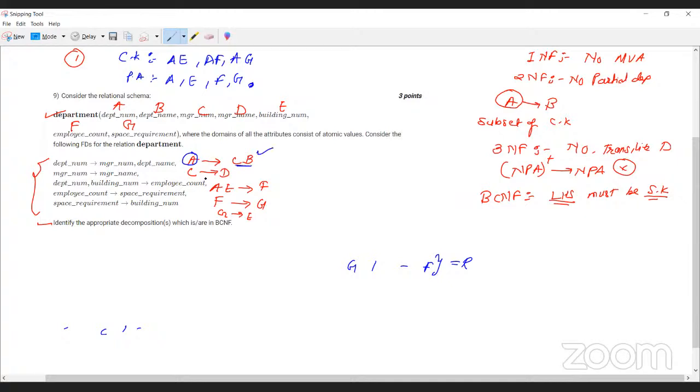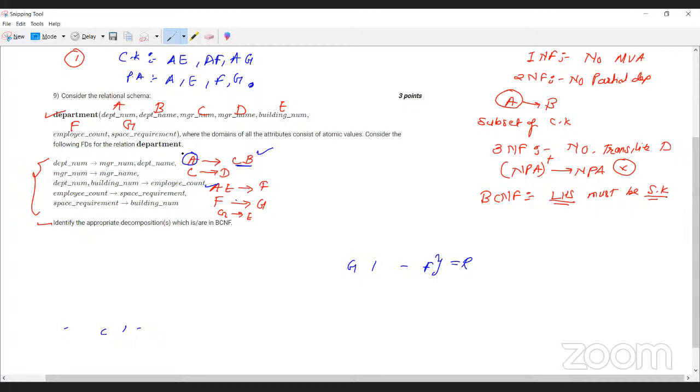C determines D. Both are non-prime attributes, so first we are checking for partial dependency only. This is basically a transitive dependency. Now AE determines F. This is a candidate key, so this is not a partial dependency. F determines G, both are prime attributes, so also not a partial dependency. G determines E, also prime attributes. So the only partial dependency is A determines CB.